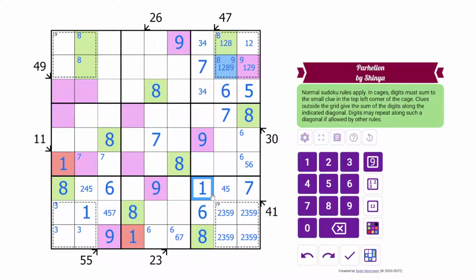Which means this is a 1. Which, I mean, we already knew, but by that extension, that has to be a 4. Cool. 1, 2, 3, 4, 5, 6, 7, 8, 9. Cool. Which means that's a 6.